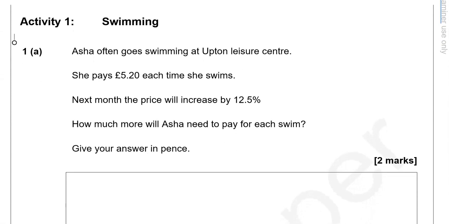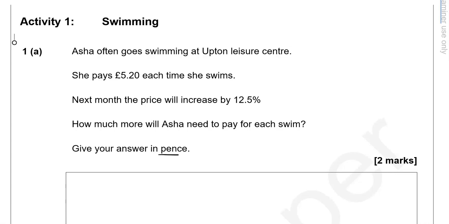Activity 1, swimming. Asha often goes swimming at Upton Leisure Centre. She pays £5.20 each time she swims. Next month, the price will increase by 12.5%. How much more will Asha need to pay for each swim? Give your answer in pence.